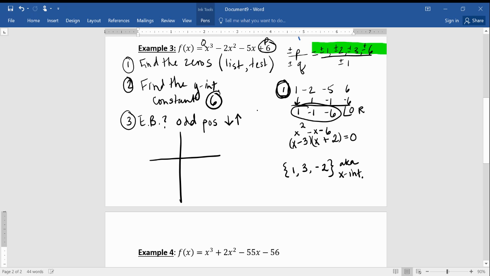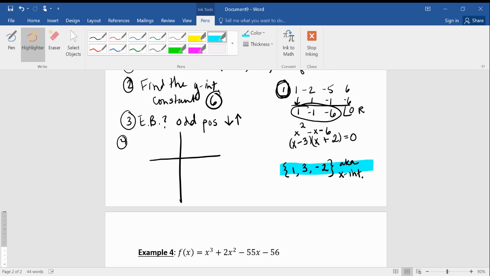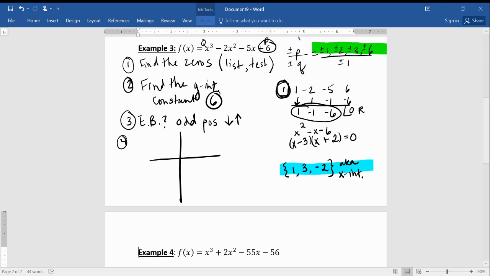So let's go ahead and draw a sketch. That's step number 4. Draw a sketch. What I want you to do is go in the order that we found things. First, plot your x-intercepts on the x-axis, and your x-intercepts are your zeros. Here we go. Remember, write what the value is. We have one at 3, and then we need one at negative 2.